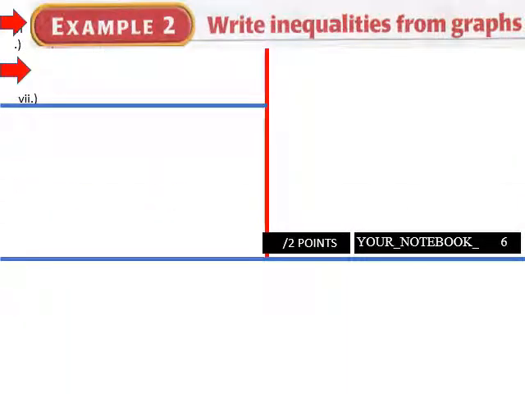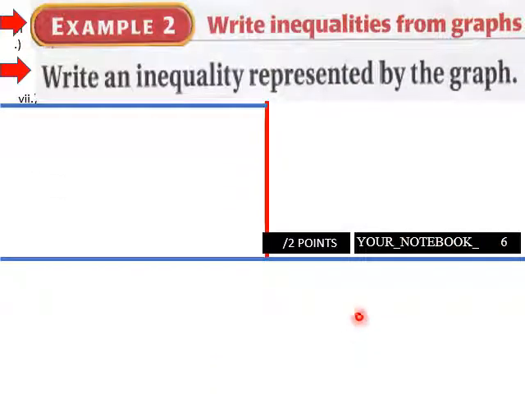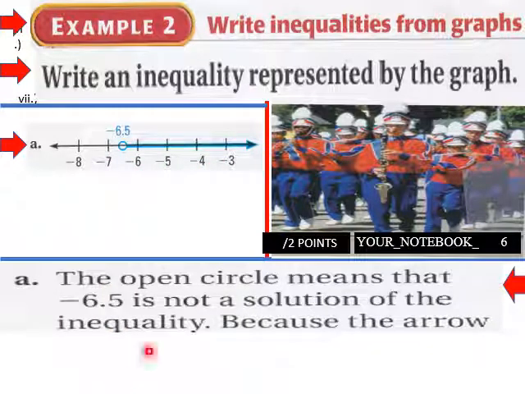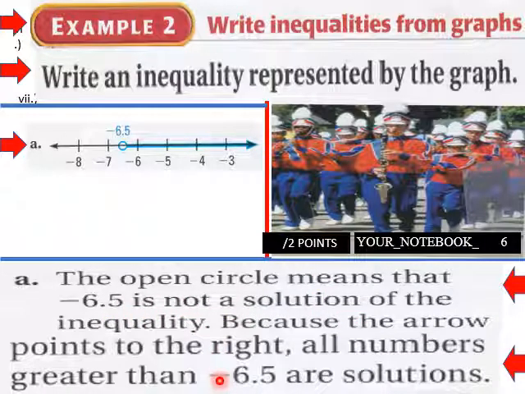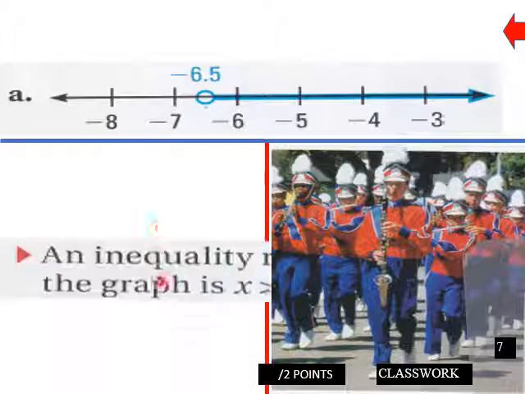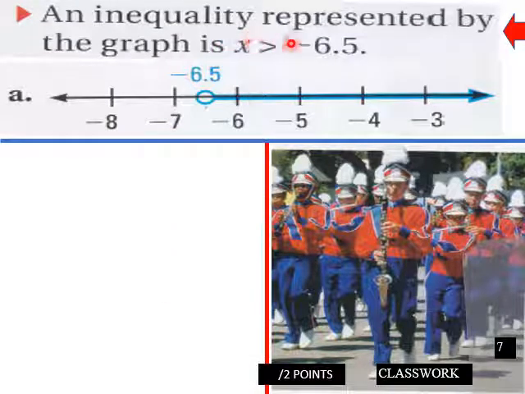Notebook, this is a notebook entry, page 6, and students, when you put that in your notebook, make a note of it. Page 6 of this lesson: write an inequality represented by the graph. So what would the inequality be for this graph? The open circle means that -6.5 is not a solution of the inequality, because the arrow points to the right. All numbers greater than -6.5 are solutions. So this graph can be represented by this expression: x is greater than -6.5.